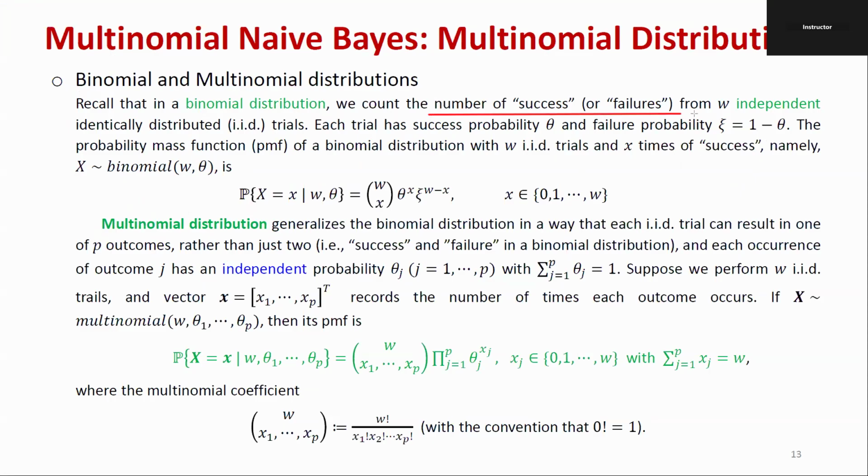We count the number of successes or failures from n independent identically distributed trials. Since it's binomial, this "bi" means I have only two outcomes, either success or failure. Very simple. Suppose in each trial the success probability is theta, and the failure probability, of course, is 1 minus theta. To make my life easy, I use another notation, xi. Define xi equal to 1 minus theta. Now the PMF, probability mass function, of the binomial distribution is this one.